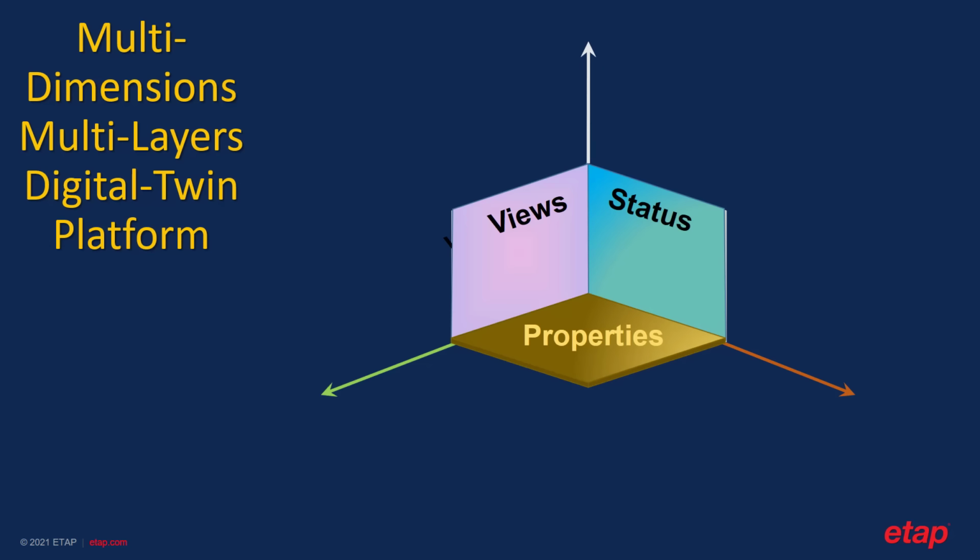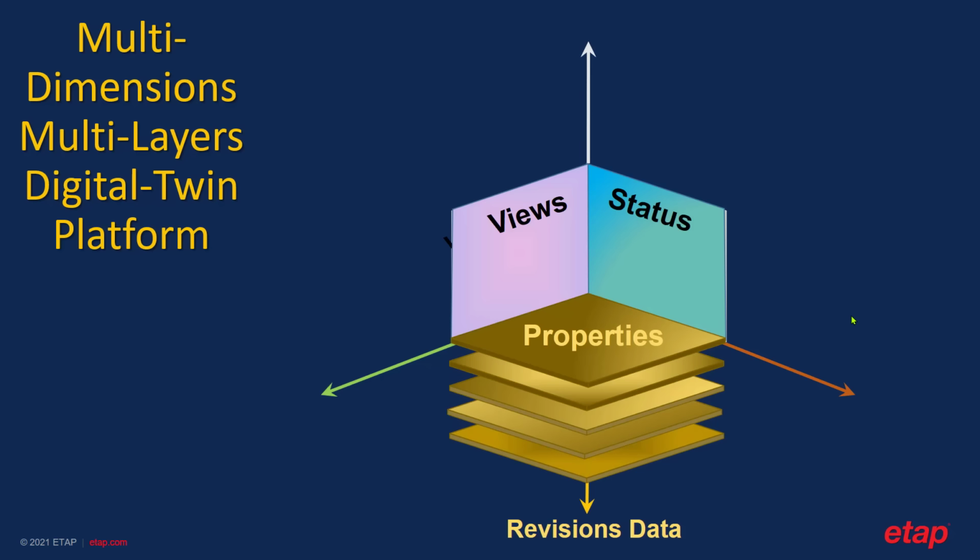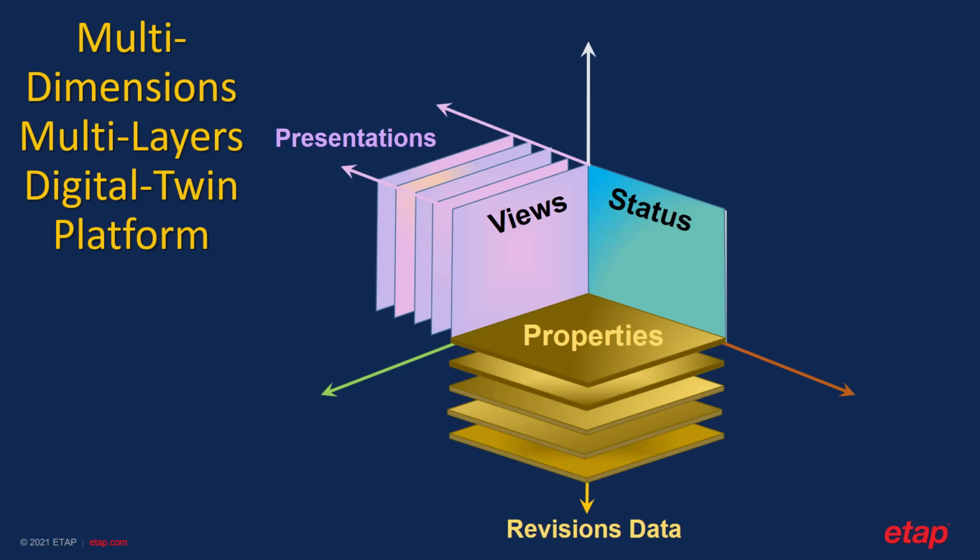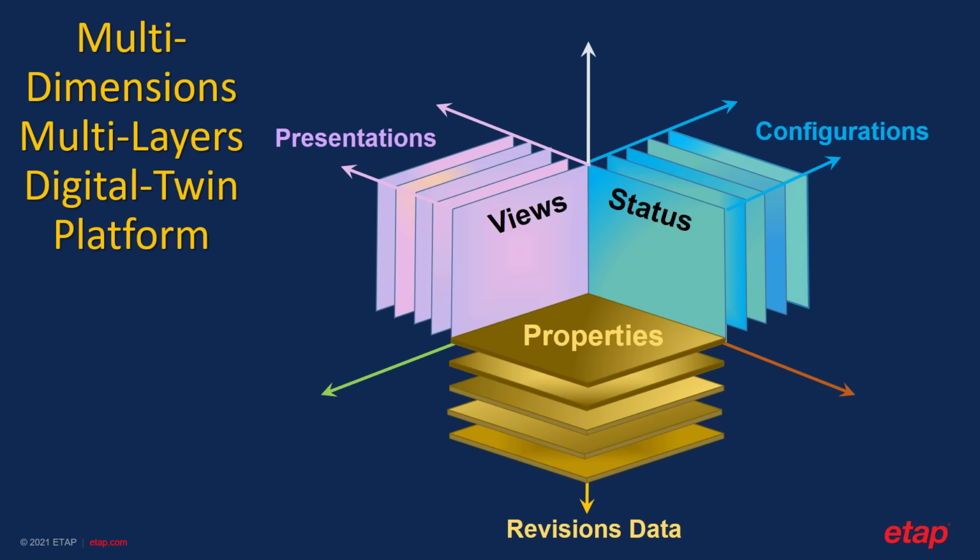Unique to ETAP is the transformation from a flat database into a multi-dimensional database. This eliminates the need to make hundreds of copies within the same project. The multi-dimensional database allows for unlimited graphical presentations, status configurations, revision data layers, and operational parameters within the same project file. Using the concept of presentation, status configuration, and revision data, you can create numerous combinations of networks of diverse configurations and varying engineering properties that allow you to fully investigate and study the behavior and characteristics of the electrical networks using a single database.